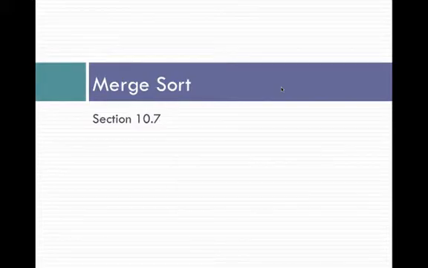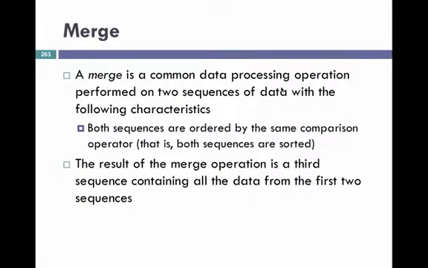In this slidecast, we'll discuss merge sort. Now, a merge is a common data processing operation performed on two sequences of data with the following characteristics. Both of the sequences are ordered by the same comparison operator. And the result of the merge is a third sequence that contains all the data from the first two sequences.